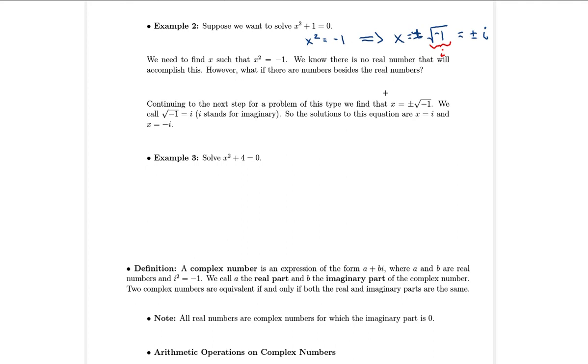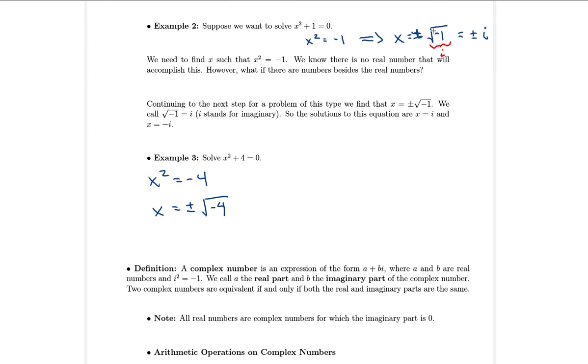Let's go down to example 3 and talk about this one specifically. It wants us to solve x squared plus 4 equals 0. If I follow the pattern of that last problem, I might say x squared is negative 4, and then x would equal plus or minus the square root of negative 4. Again, that doesn't really make sense. I'm not supposed to be able to take the square root of a negative.